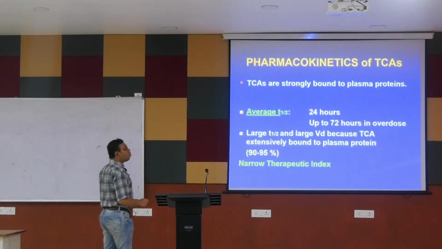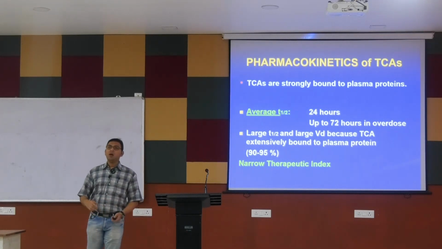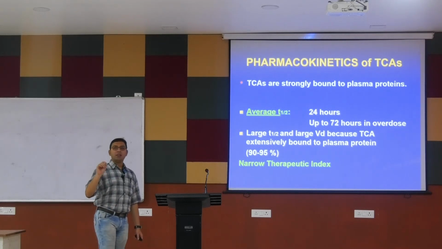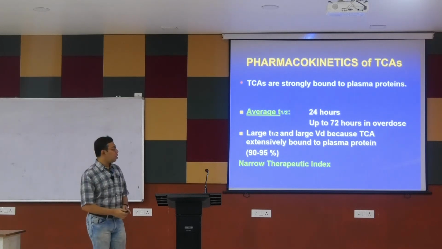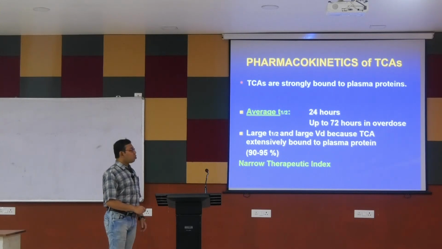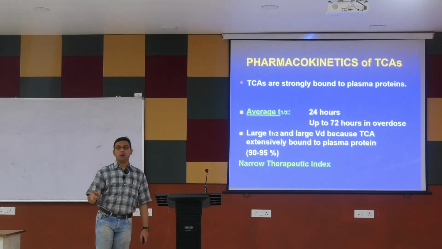They are strongly bound to plasma proteins. Average half-life is approximately 24 hours, and in overdose approximately 72 hours. That's why in most cases this can be given as once daily dosing. They have a long half-life and a large volume of distribution. And they have a narrow therapeutic index. So this is important for poisoning.